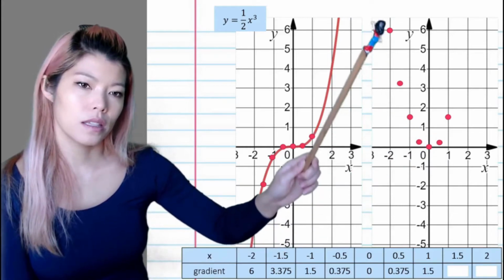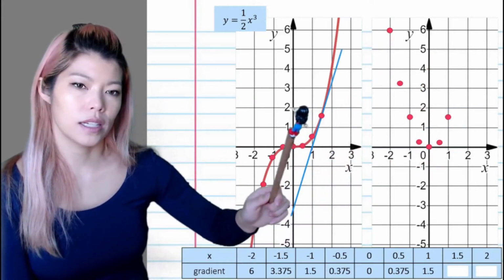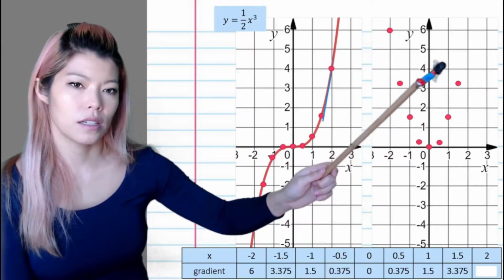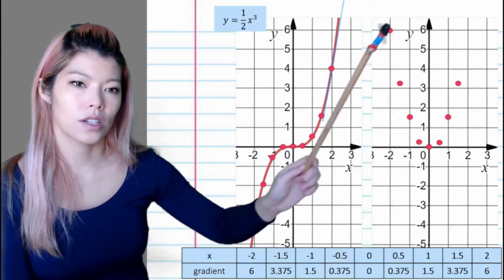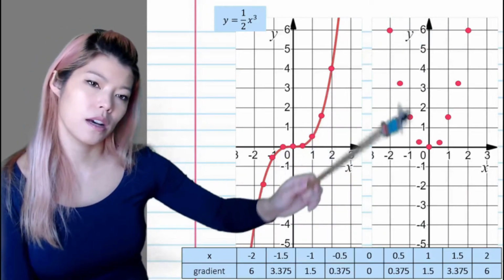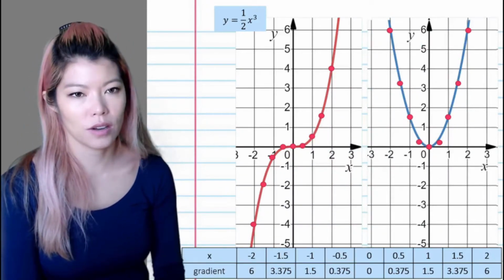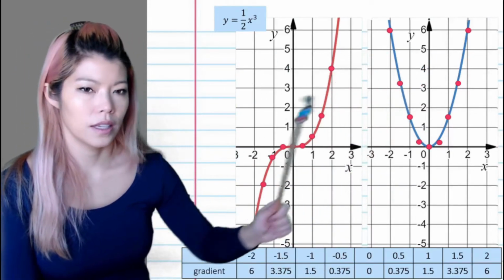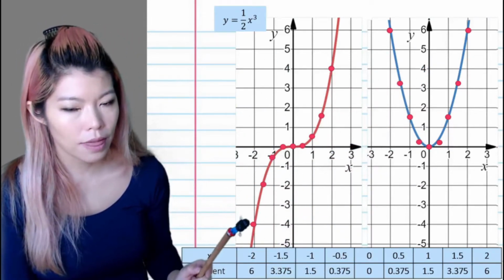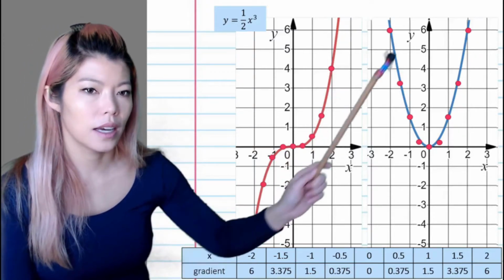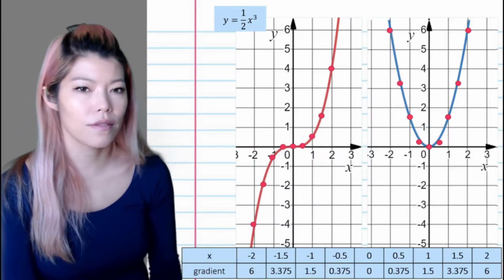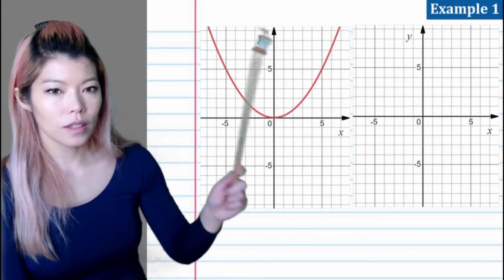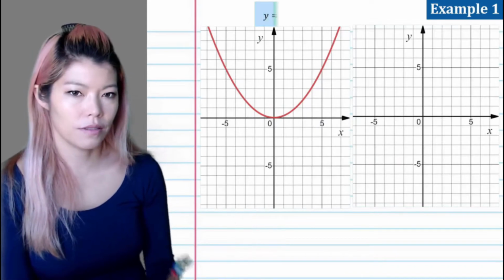So remember, these spots here are the gradients of each of these spots here. So we can see that the gradient function looks very much like a parabola. When I join the dots, we have the original function and the gradient function. We got the gradient by looking at the gradient of each spot and then plotting the gradient as their y value. Let's do another one. Original function, let's do the gradient of this one.